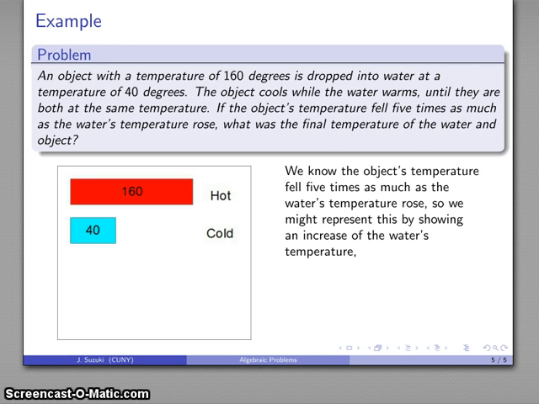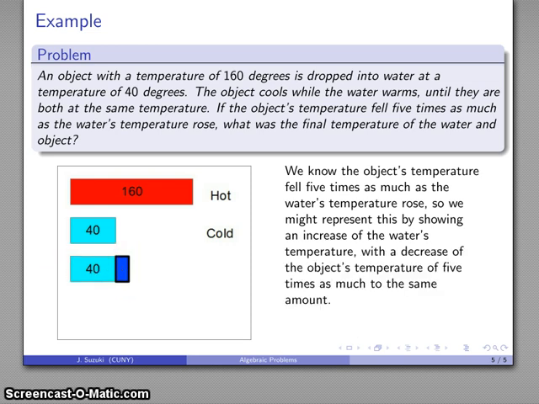We know the object's temperature falls 5 times as much as the water's temperature rose. So we might represent this by indicating the water's temperature has increased by some amount, so there's our new magnitude. And at the same time, our object's temperature has dropped by 5 times as much. So 5 of these blocks, and here's the important thing, it's dropped to the same temperature. And so there's our equality. New water temperature is the same as object's temperature minus 5 of these blocks.